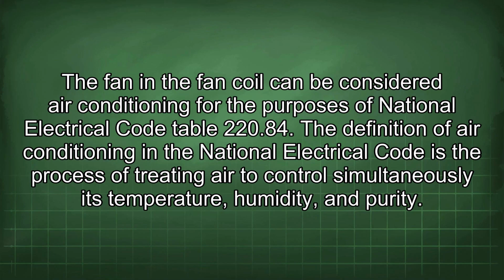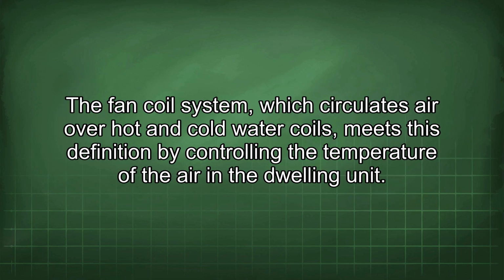The fan in the fan coil can be considered air conditioning for the purposes of National Electrical Code Table 220.84. The definition of air conditioning in the National Electrical Code is the process of treating air to control simultaneously its temperature, humidity, and purity. The fan coil system, which circulates air over hot and cold water coils, meets this definition by controlling the temperature of the air in the dwelling unit.